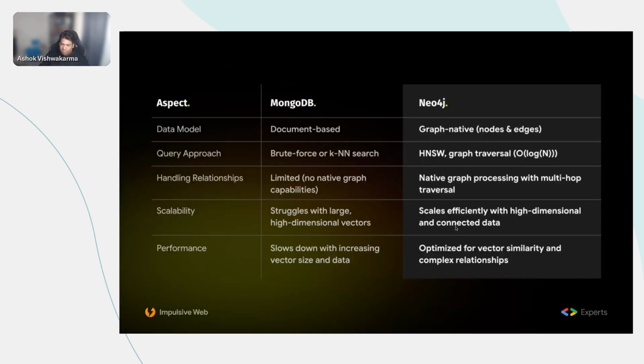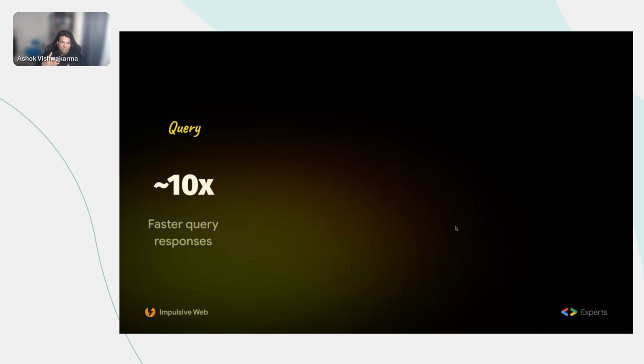tons of information. So this is a very small comparison, I would say, of how the MongoDB vector approach which we have implemented, and how Neo4j, in the study which we have done, compare in an actual environment. So the data model, the query approach, handling responses, scalability, and performance. What we saw was that by using Neo4j, our query responses were 10 times faster than earlier using Mongo for a similar sample of data.